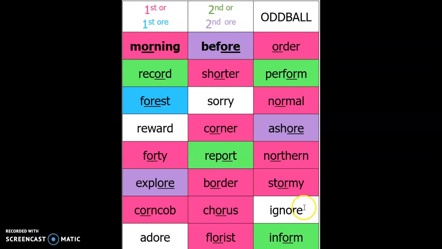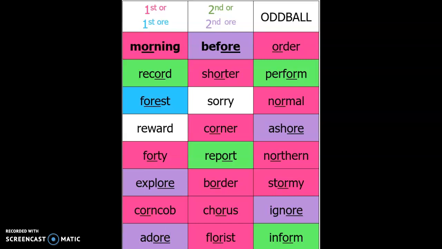The next word we can find is the word ignore. Please ignore the distraction. Ignore. Second syllable ORE. And the last word that fits in these categories is the word adore. I adore baby puppies. Adore, ORE.